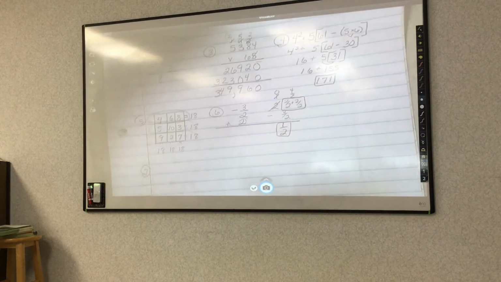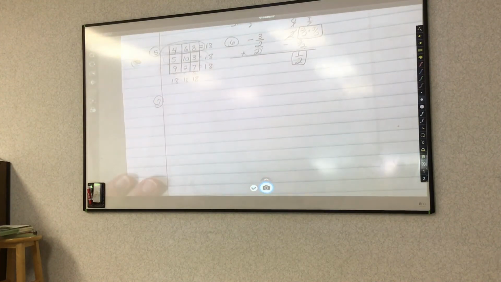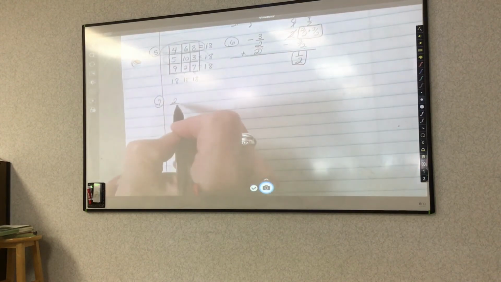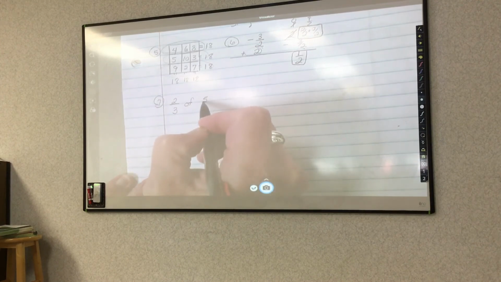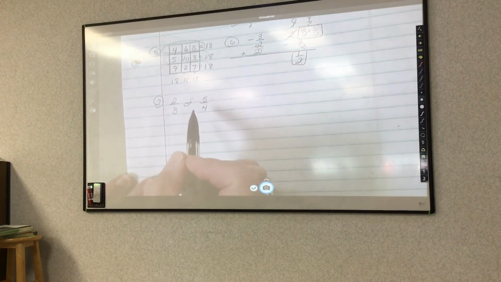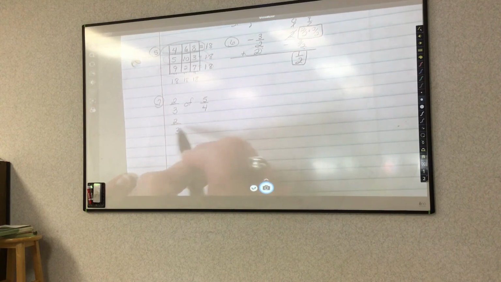Number 7. Says Jim is running on a trail that is 5/4 of a mile long. So far he has run 2/3 of the trail. How many miles has he run so far? So he's run 2/3 of, well, the trail length was 5/4. In math, what does the "of" stand for? Multiplication. Multiply. So I take 2/3 times 5/4.